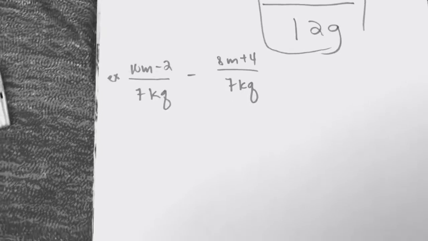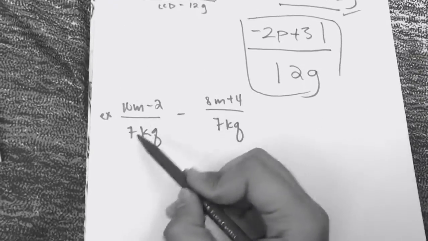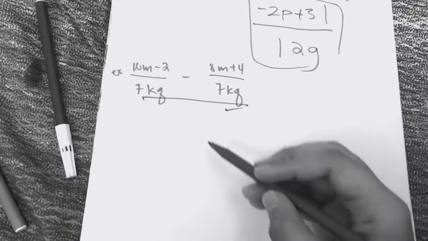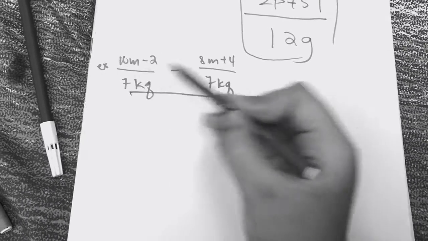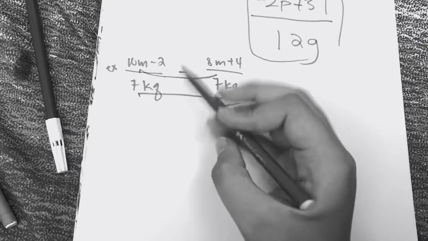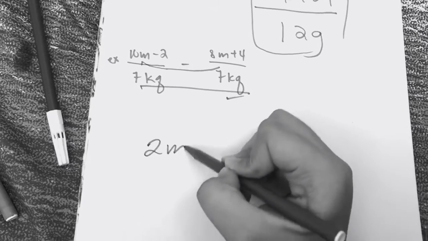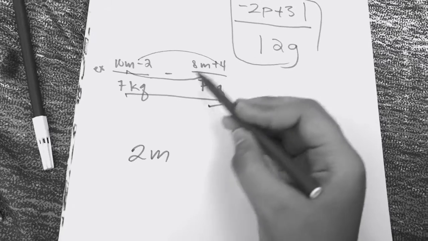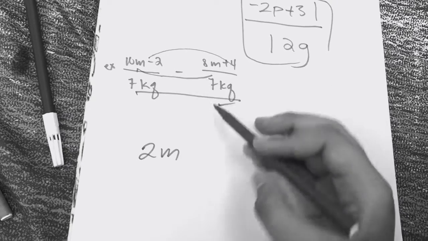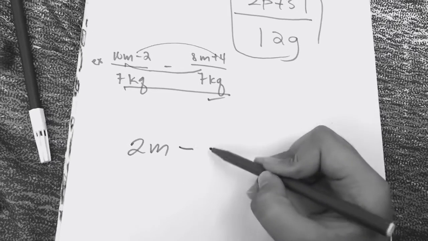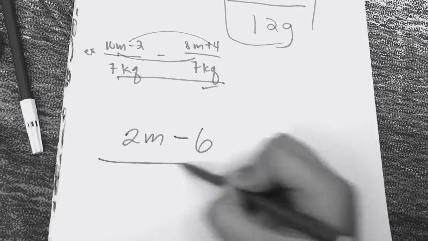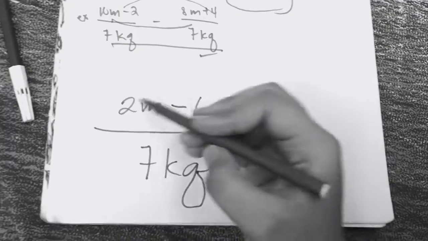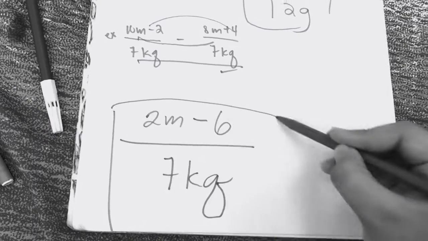For the next problem, both denominators are already the same. So you can start subtracting as you usually would. So 10m minus 8m equals 2m. And negative 2 minus positive 4 equals negative 6 over 7kq. That will be your answer.